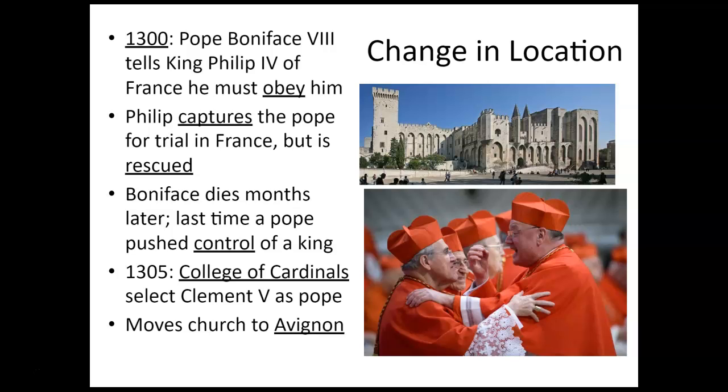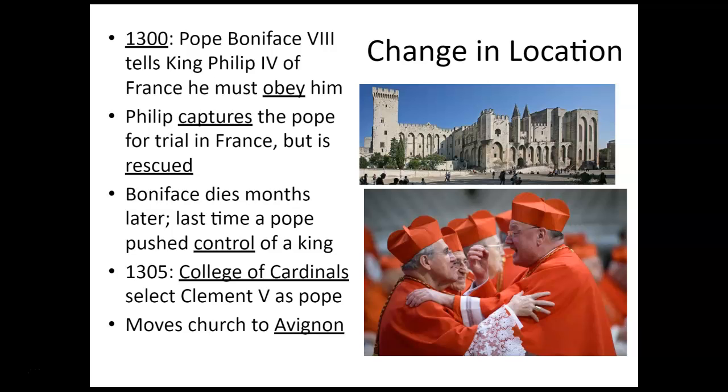All right, now one thing that we have to talk about, outside of the plague and outside of the Hundred Years' War, is that during this time there's some religious change. In 1300, Pope Boniface VIII tells King Philip IV of France that he must obey him. Philip says no, I'm the king. I don't answer to you. He actually captures the Pope and puts him on trial in France. But the Pope is rescued. Okay, so this is a real big flashpoint, a clash of power between the church and a king.